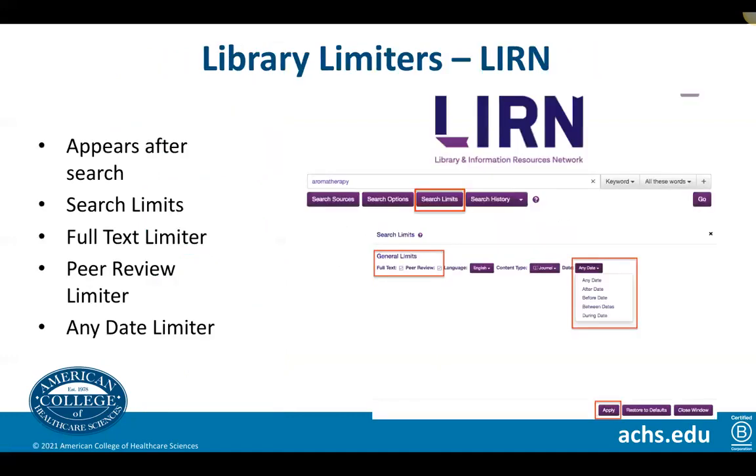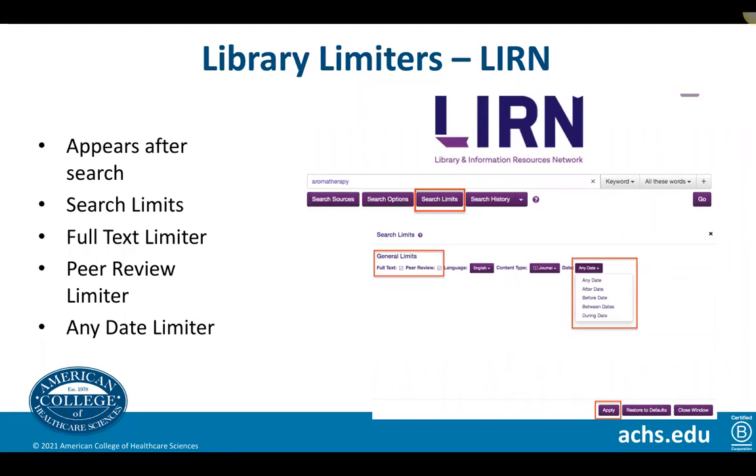There are also limiters in the LIRN. It's a little bit different than the ProQuest Central database in that where you find your search limiters does appear after the search, but you'll have to click on this box called search limits to display the search limiter boxes. Here you will also see your full text checkbox limiter, peer-reviewed limiter, and date range limiter.